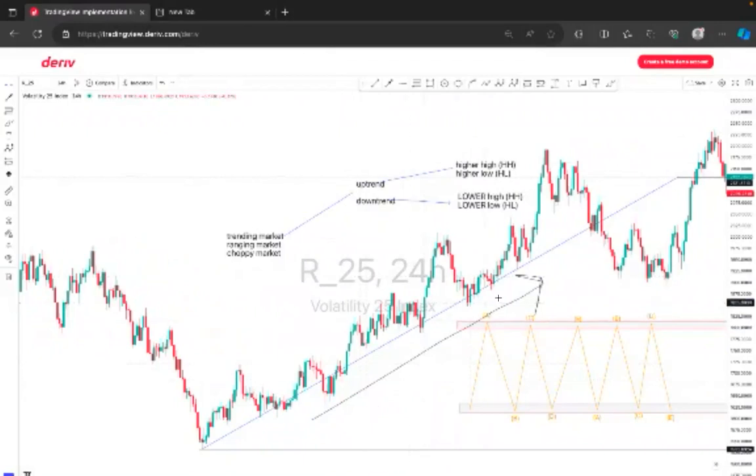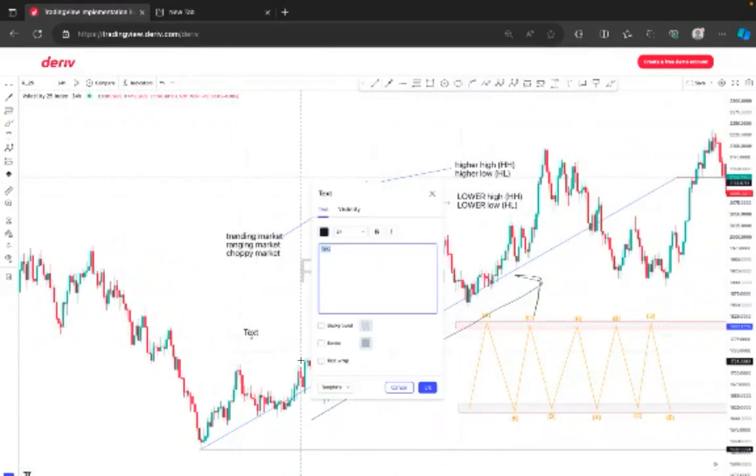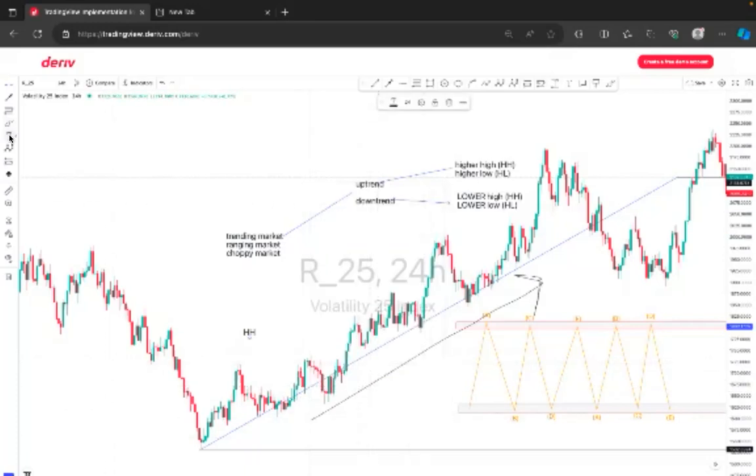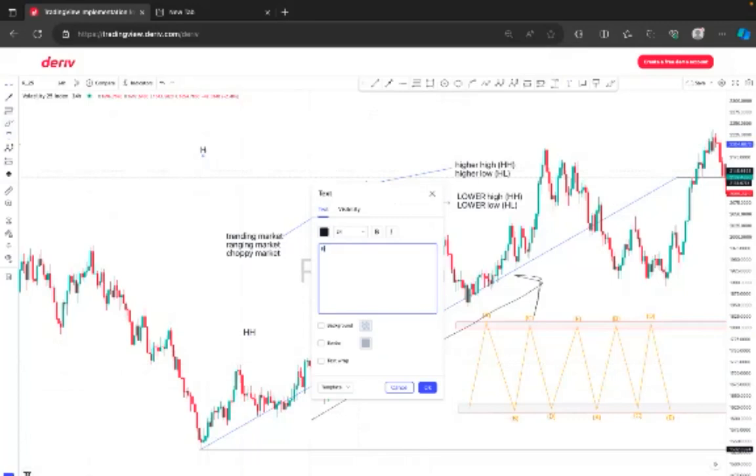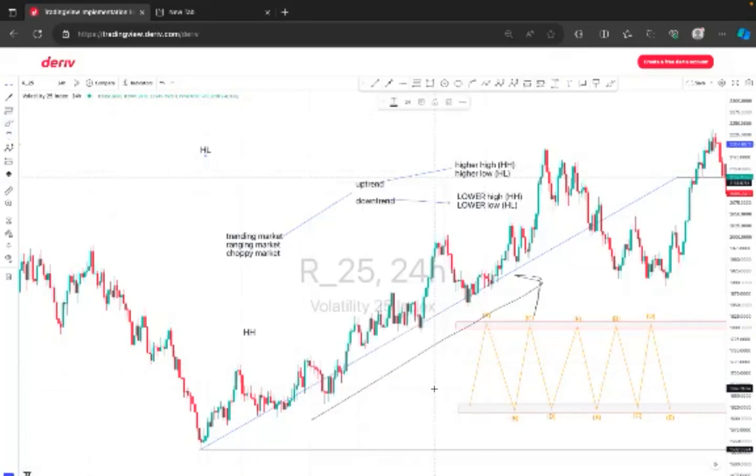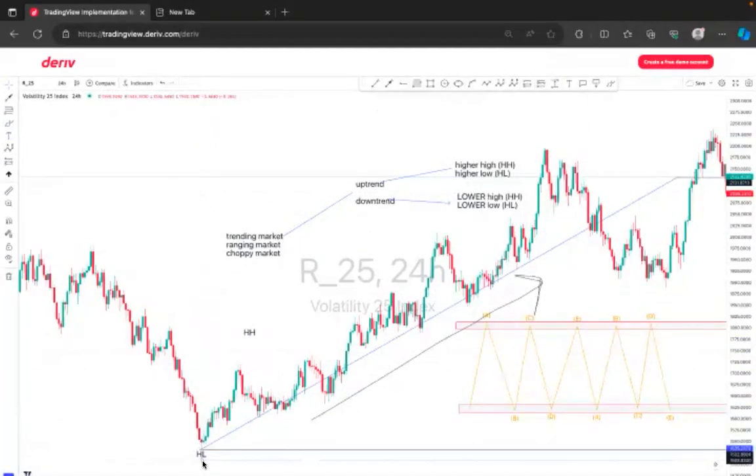Isn't that right? So now let us find our higher highs and our higher lows. Our higher high will be HH, while our higher low will be HL. Since this is an uptrend market, let's start from here. This is a low, so this will be a higher low. The high will be a higher high.